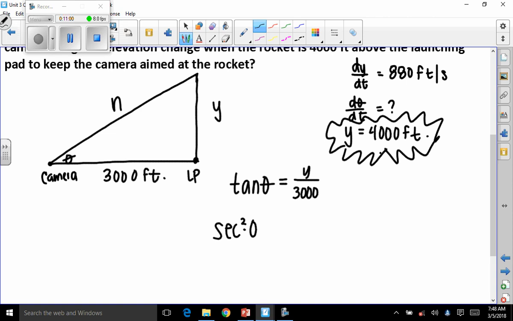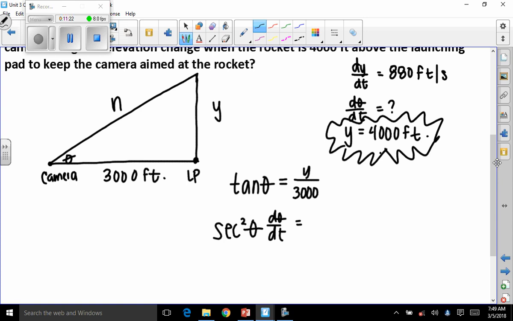Secant squared theta d theta dt. Good. Okay. You do not have to use the quotient rule to find the derivative of y over 3,000. I would highly suggest that you don't, because when y'all try to use the quotient rule to find the derivative of that, you do it wrong, because you forget that the derivative of 3,000 is 0.